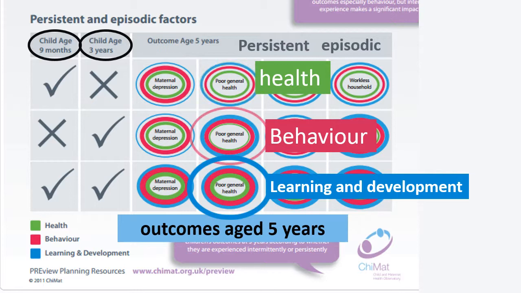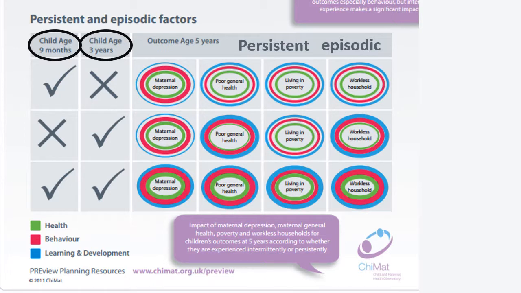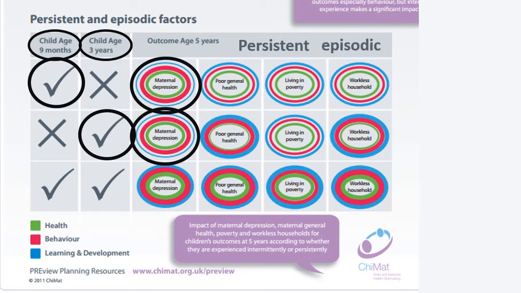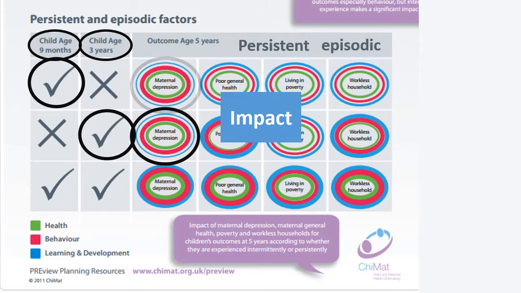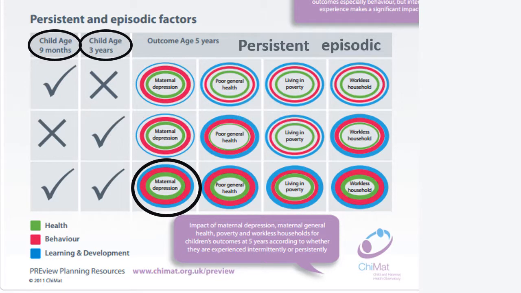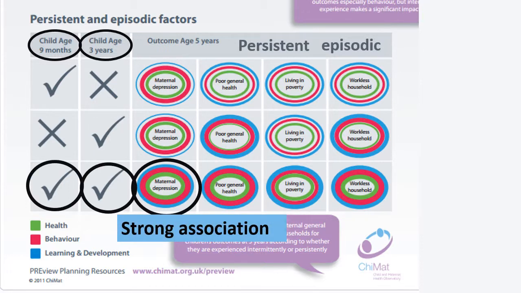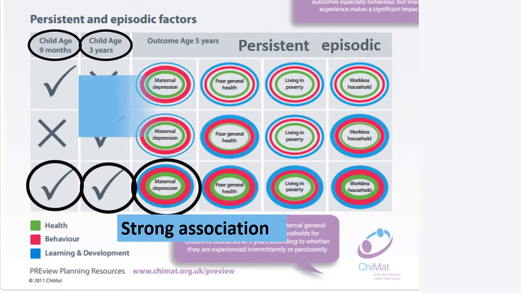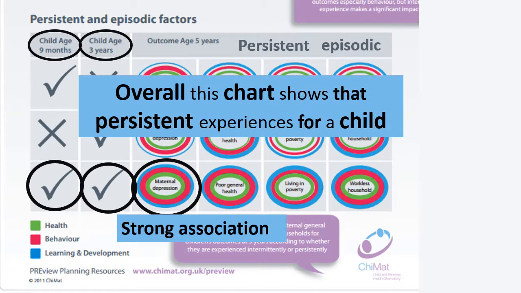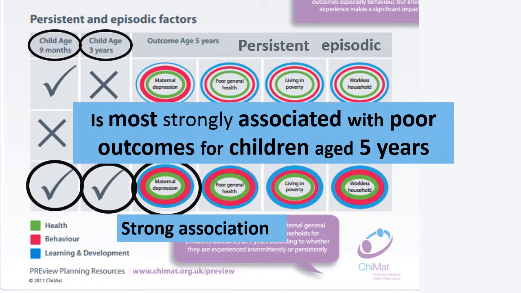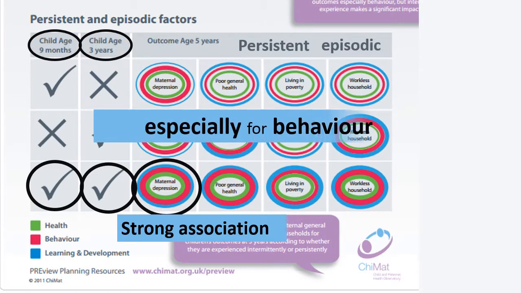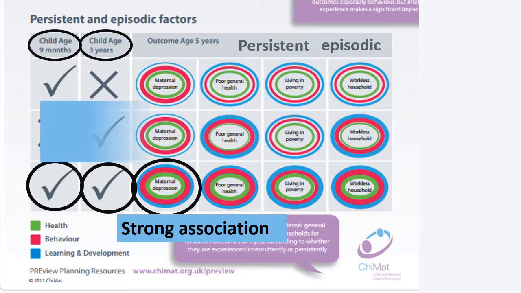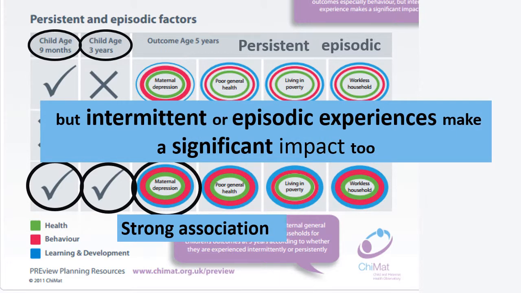So if we look at the intermittent experience of maternal depression when the child is either 9 months or 3 years, we can see there is some impact on learning and development, a stronger impact upon behaviour and upon health. However, when the experience of maternal depression is persistent at both 9 months and 3 years, there is a strong association for all 3 outcomes, for learning and development, for behaviour and for health. Overall, this chart shows that persistent experiences for a child is most strongly associated with poor outcomes for children aged 5 years, especially for behaviour outcomes, but intermittent or episodic experiences makes a significant impact too.